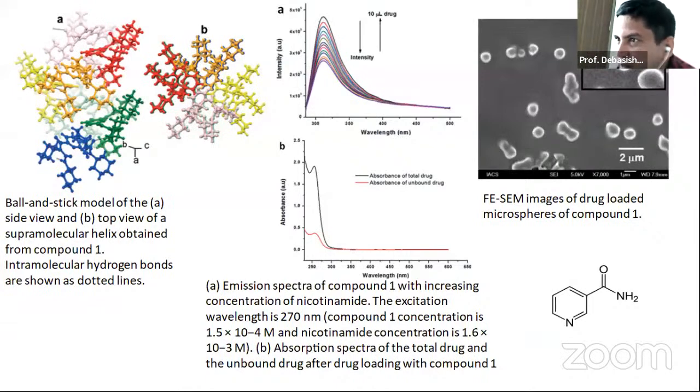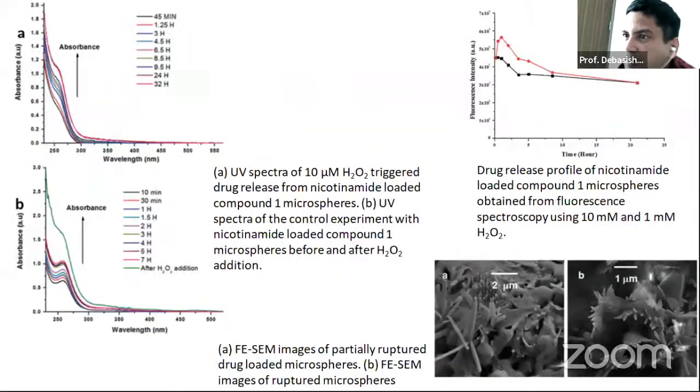Actually, this compound we can use for carrying anti-cancer drugs, and the drug can be released in the presence of hydrogen peroxide. If there is a higher concentration of hydrogen peroxide, the drug will release faster, and if the hydrogen peroxide amount is less, the drug will release slowly. So we have studied that, and shown all this by different microscopic and spectroscopic techniques.